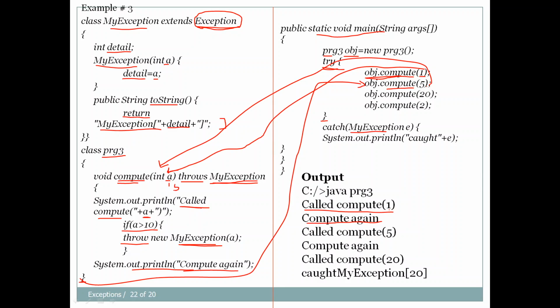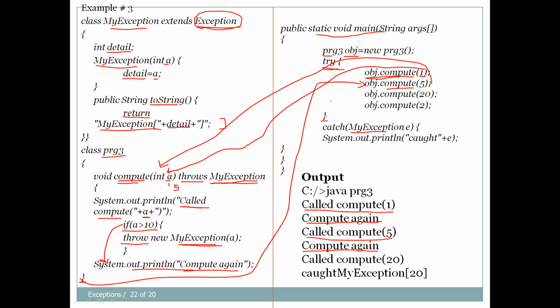Value of a is 5. So again it will print called compute 5. So you can see the output called compute 5, and it again checks the condition: is 5 greater than 10? No. As it is no, it simply goes out of the if condition and executes System.out.println compute again. So our output is compute again.